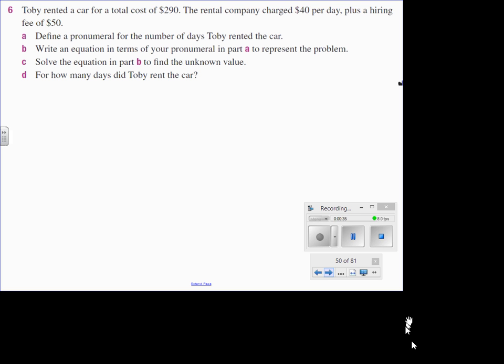As soon as I see the word total and cost, I'm going to underline that part because I think I might need to use that later on. The rental company charged $40 per day. Again, I'm going to underline this part because I think that's an important part that I might need to use later on. Plus, keyword plus means I might have more to come. Hiring a fee of $50.